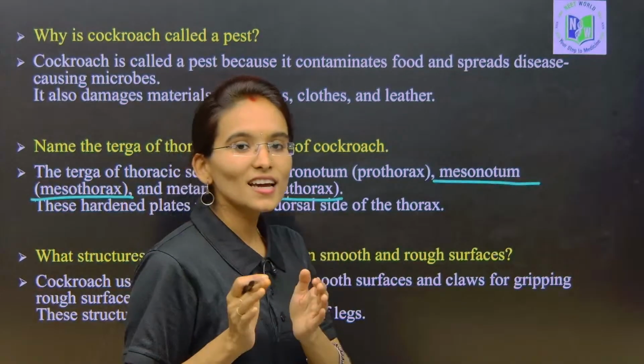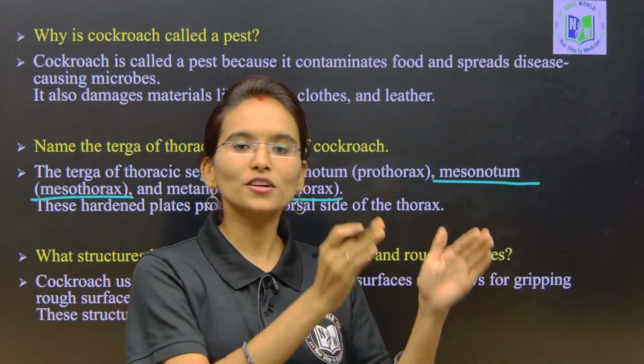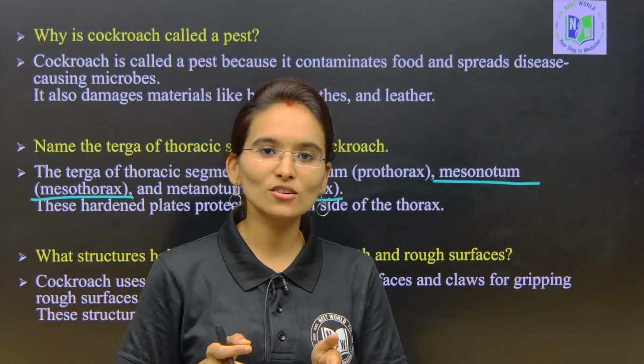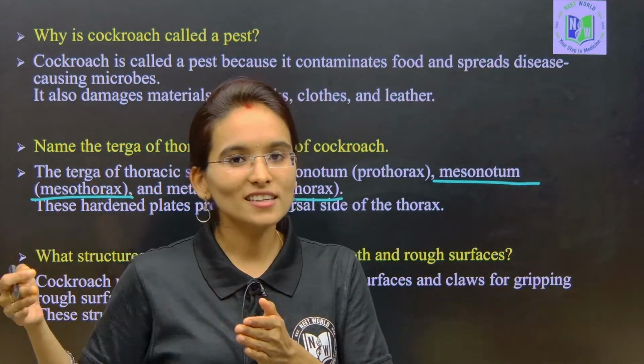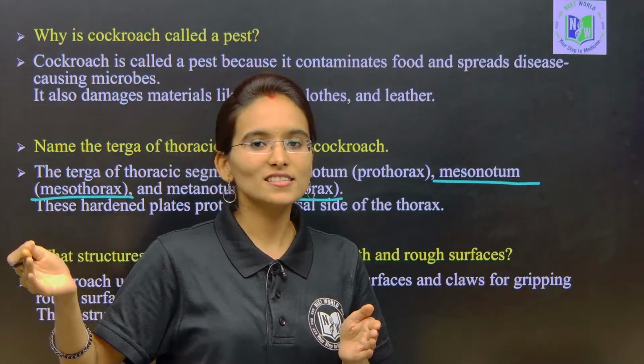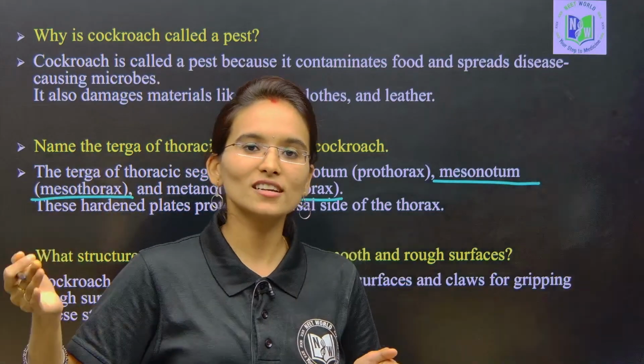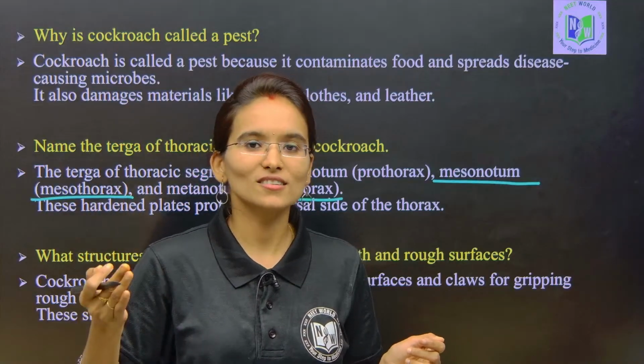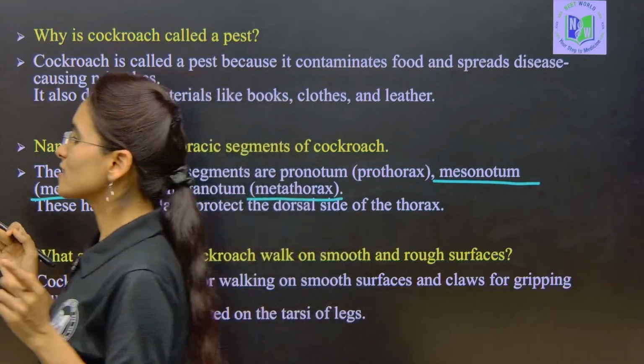So these three are the 7th segment, pronotum, prothorax. The 8th segment is the mesothorax, mesonotum. The next one will be the 9th segment. So the 7th, 8th and 9th segments. The 9th segment of the thorax is also called the metanotum or metathorax. Clear, my dear students?